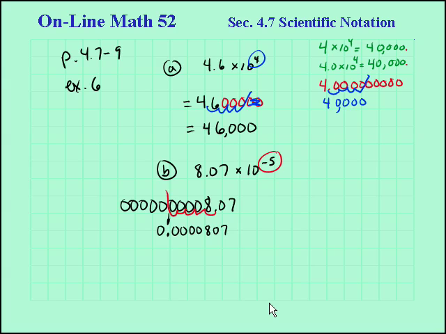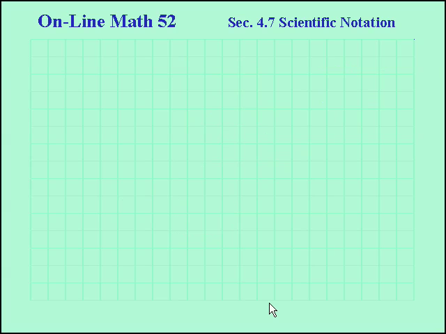I'm moving on to example 7 on page 10. Let me erase all of this here. So example 7 on page 10. And this is about adjusting the number when our coefficient isn't in proper form.